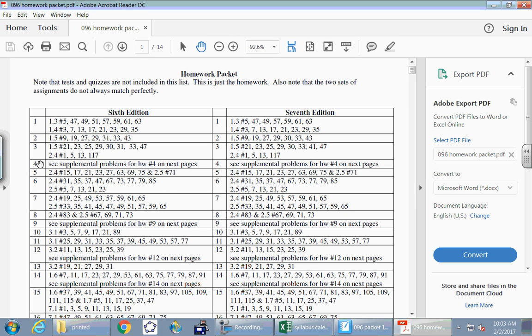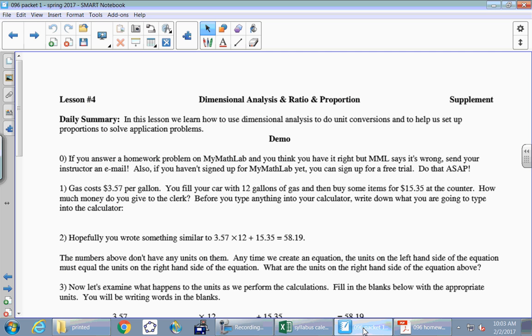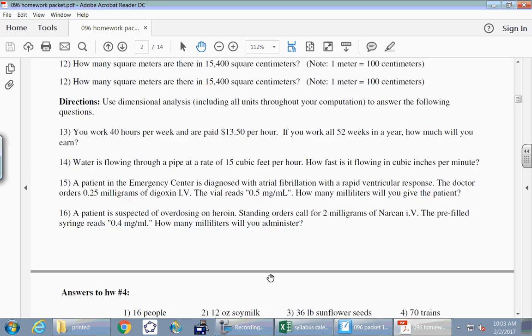So if we take a look at homework assignment number 4, it says see supplemental problems on next pages, regardless of which edition you have. I can't do anything, my mouse is kind of frozen here. But if you go to the next page of this document, it will say homework for number 4, and then you do the problems that are just literally typed here. Nothing in the textbook for this section, okay? And you'll see that in a few different places in this packet. All right, I think it finally started to move.